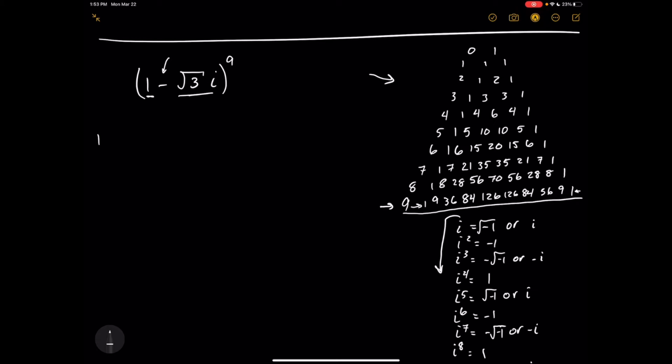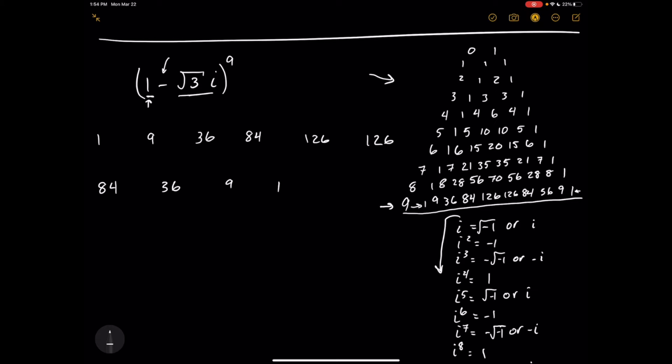So the first part is just putting all these numbers down: 1, 9, 36, 84, and I'll probably need a couple of lines here. 126, that's not enough space. 126, and I do 126 twice, and then I have 84, so I'm just going to bring it down here, 84, 36, 9, and 1.